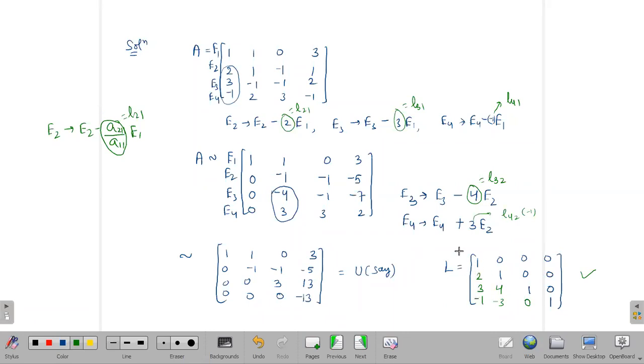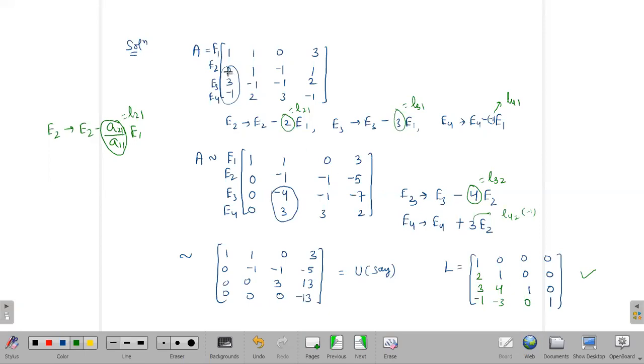Means write it column wise. So column wise, which elements did we make 0? To make these elements 0, we have used these 3 operations. So simply pick up the first operation: to make this element 0, correspondingly you will get 2 only. And to make this element 0, we have used this operation. So correspondingly, you will get 3 only.